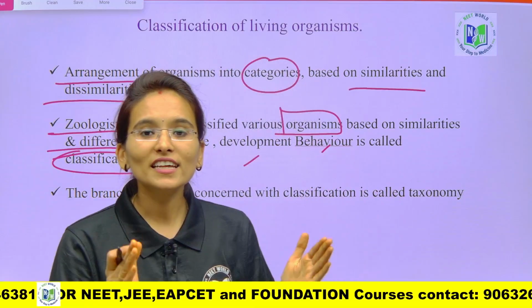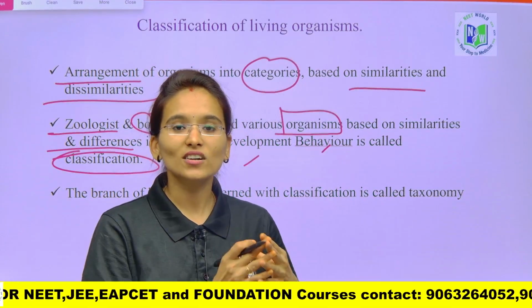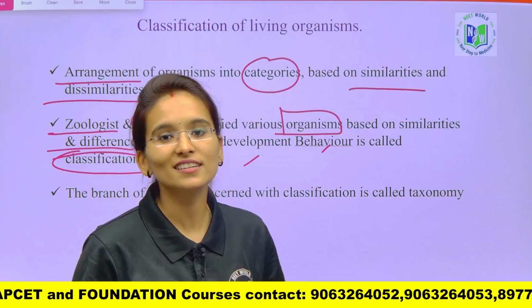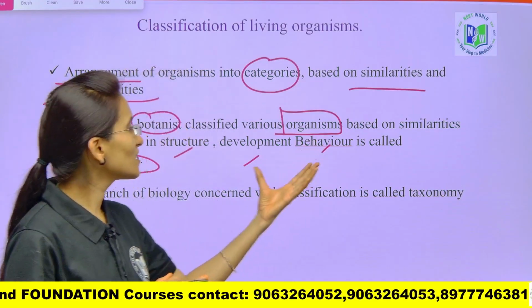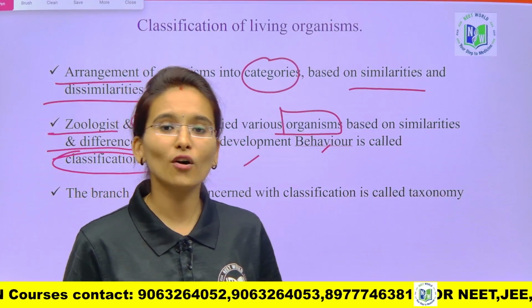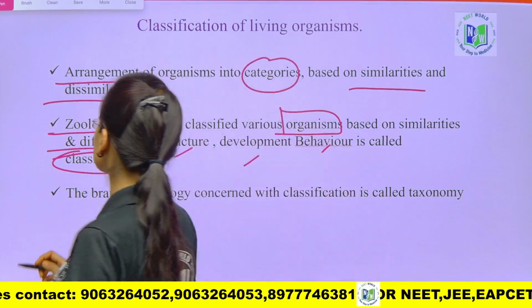So dividing all the plants based on their structure and characteristics, and dividing all the animals based on their similarities and dissimilarities, is called classification. So why, and what is the main purpose of the classification? Yes, now let us look into that.